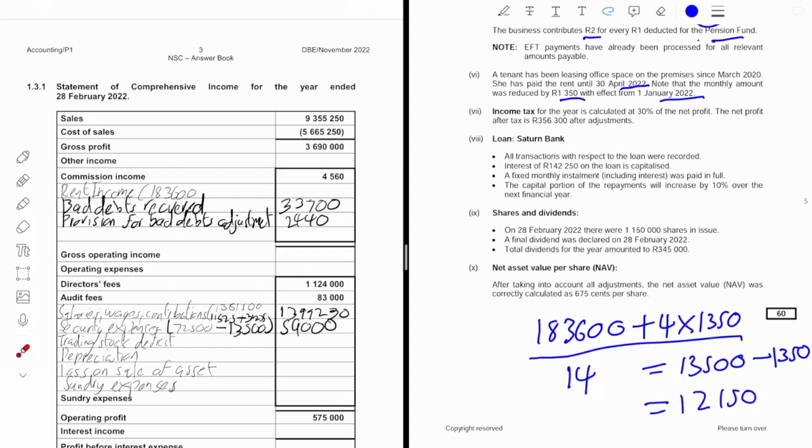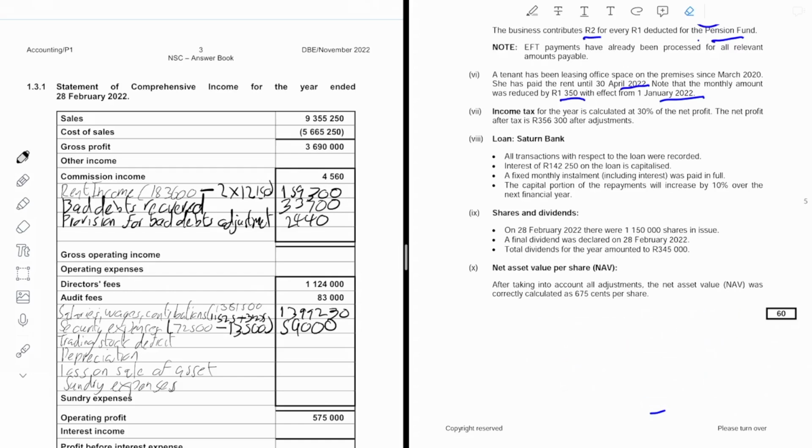And that will give me 12,150. And then I've had 2 months of this rent that was paid in advance. So I need to subtract from my rent income 2 times 12,150. And that will give me a figure of 159,300. Now, there is another approach of doing this, and that is to use an equation, but it does amount to the same thing.